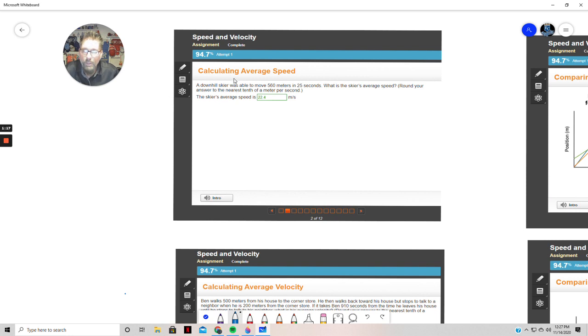All right. So the idea of calculating average speed. Anytime you have the word average and you don't have another indicator, another noun like instantaneous or velocity, it's just average. The idea of average, as you guys know, is just a straight division problem. You just take your distance and divide that by the time, which you guys did very well right there. It asks you to round it to the nearest tenth. The actual answer was like 0.32, and then we just rounded that to 0.3.